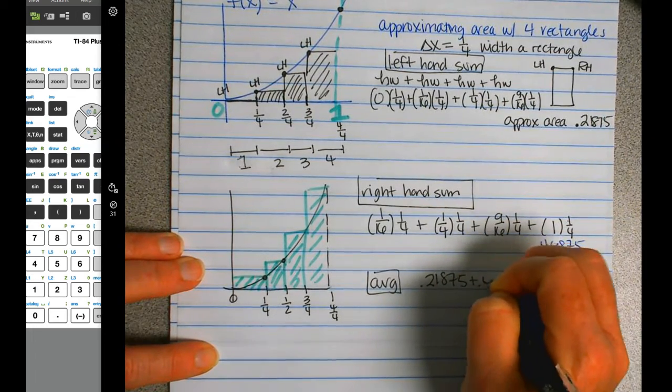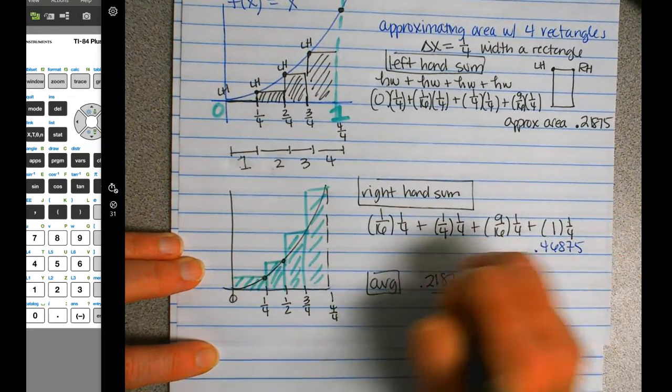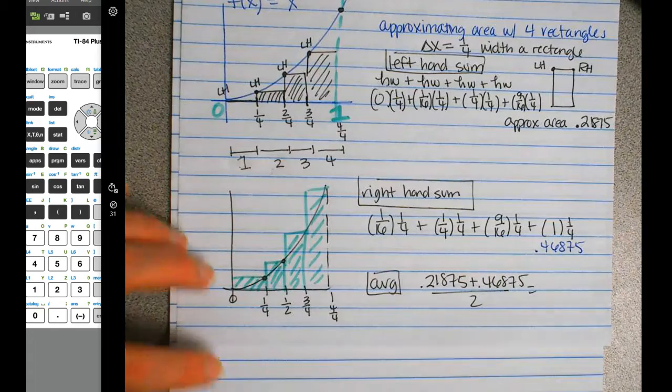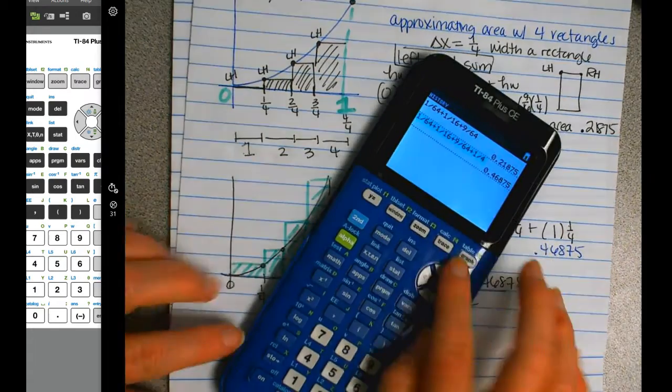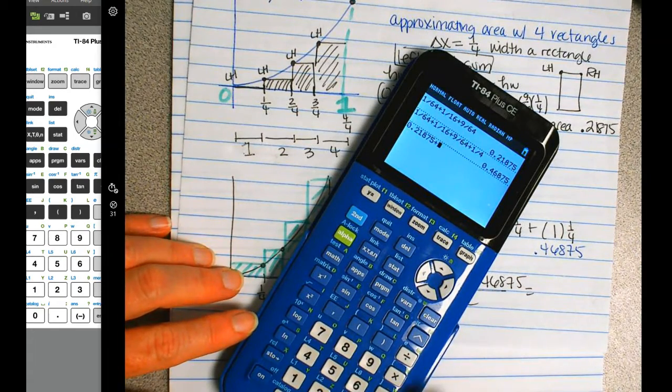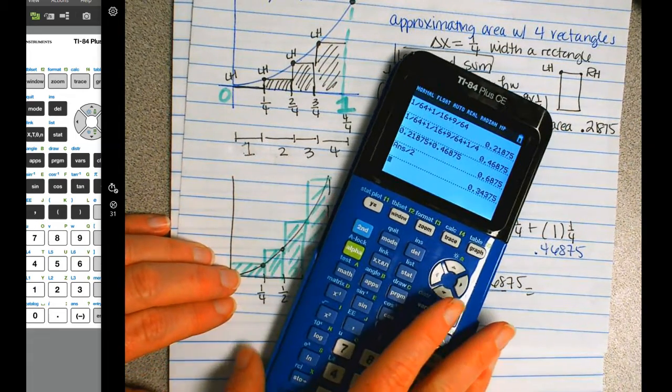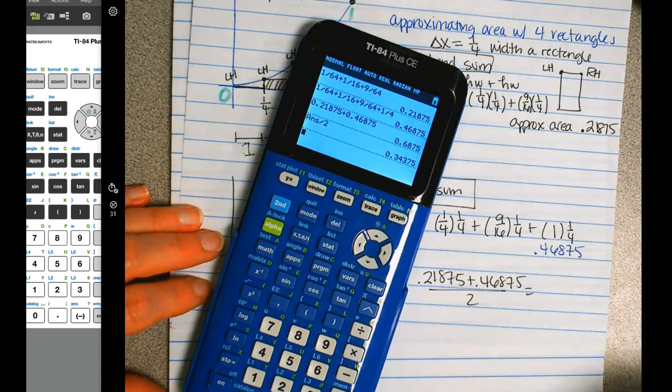So we're going to say 0.21875 plus 0.46875, divided by 2, equals 0.34375.